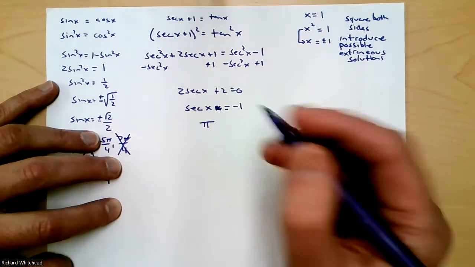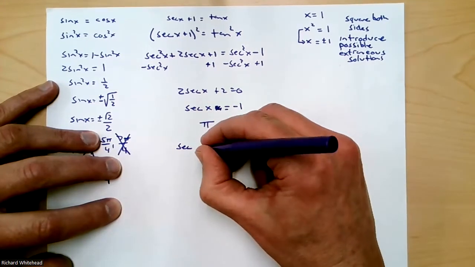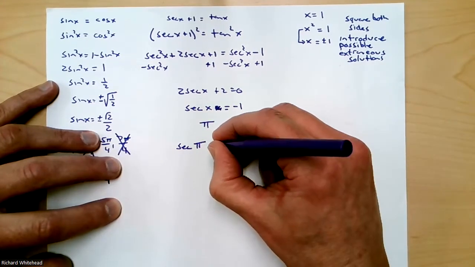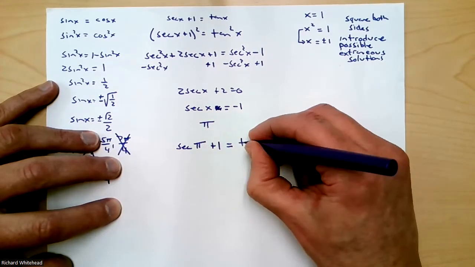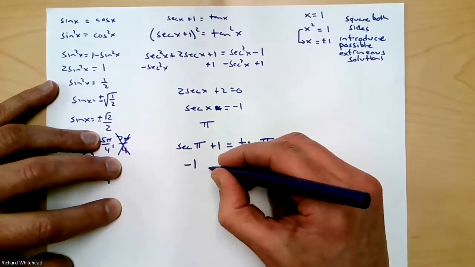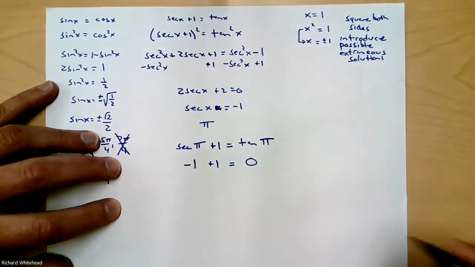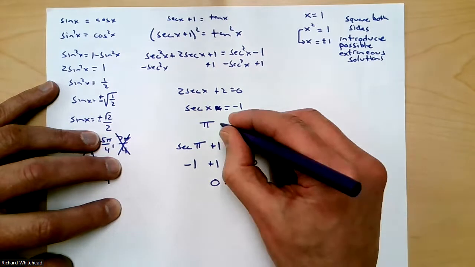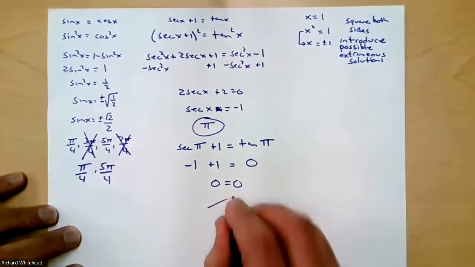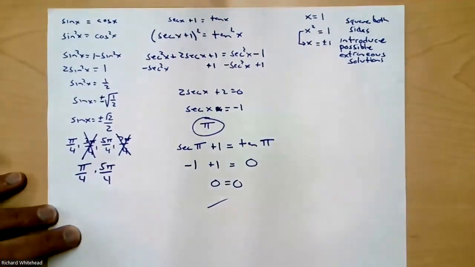But I better check my work. Because I squared both sides, I need to check my work and make sure I don't have any extraneous solutions in here. So let's check this out. So secant, let me see, that's -1. Tan of pi is 0 because we love us some unit circle. So that answer checks and we're happy. So anyway, something else we got to think about. So squaring both sides.